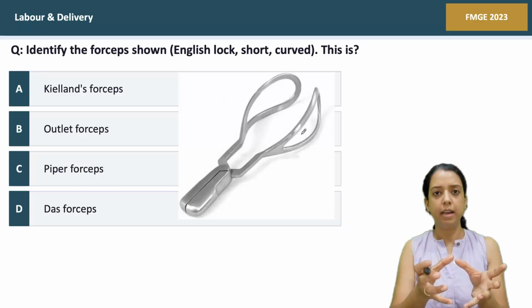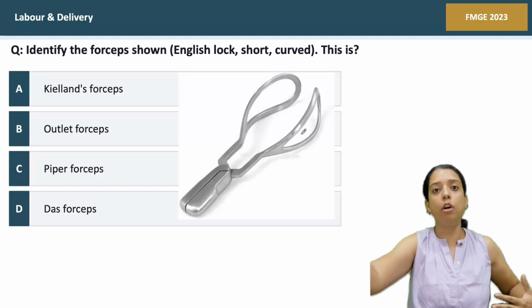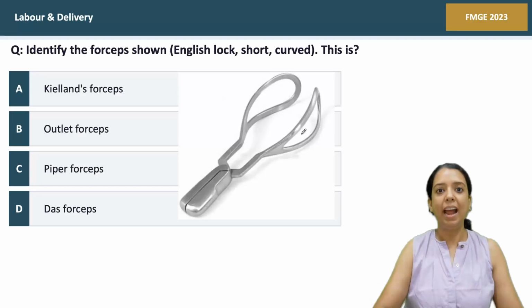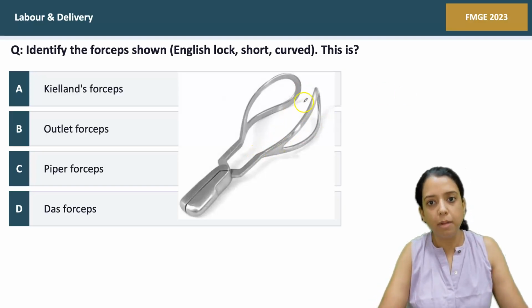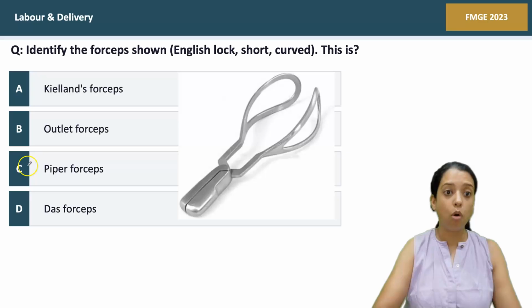Small forceps means I need less force. When it is long forceps, I need more force. And there is no extra curve, normal pelvic and cephalic curve. This is outlet forceps.